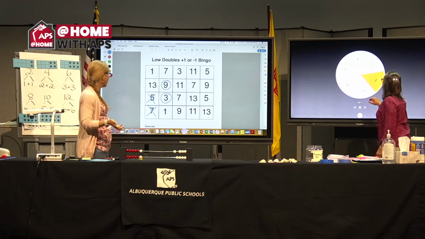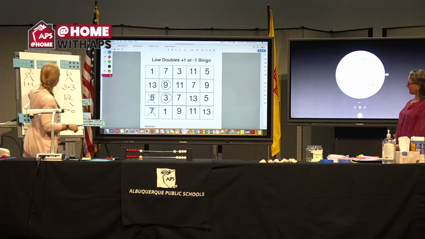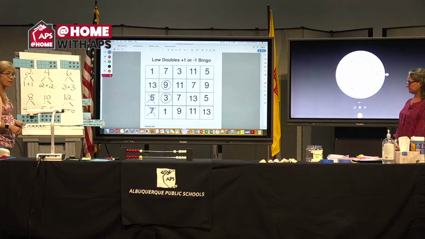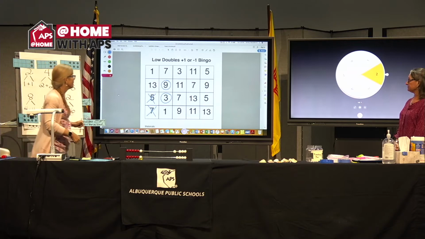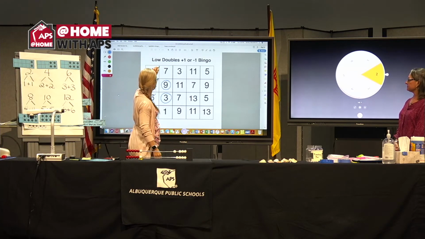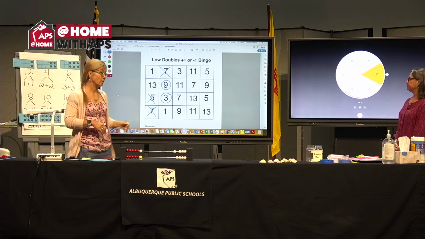I rolled another 4. Now I'm going to take 1 away because 4 plus 4 is 8, right? Here's our 4 plus 4 is 8. And if I take 1 away, then I would have 7. And then I can block her up here. Doesn't help me get 3 in a row, but it helps me keep her from getting 3 in a row.